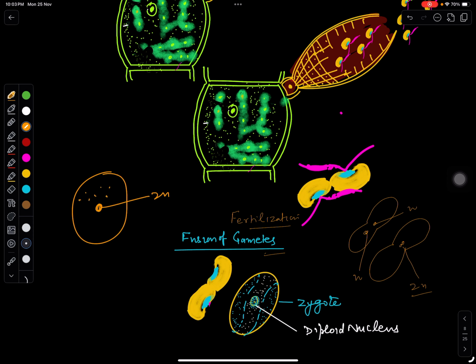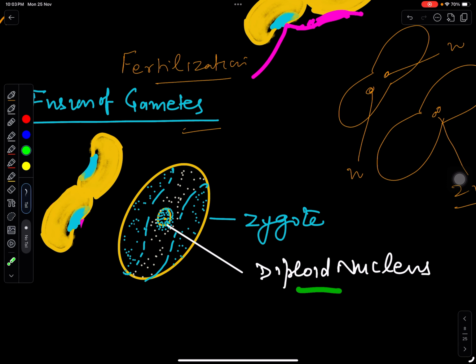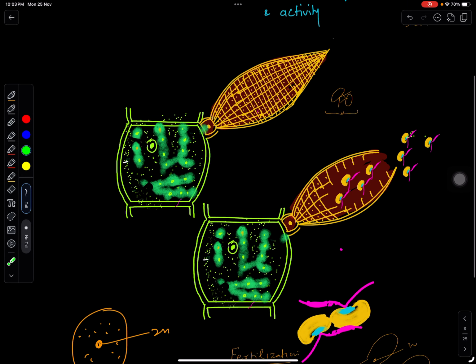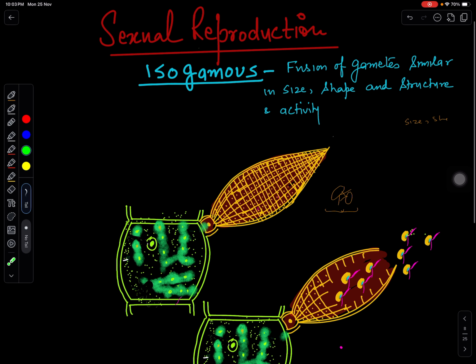This will have the cytoplasm of both the gametes, right? Then this is called a zygote. What will we call this? Zygote, which has a diploid nucleus, where this nucleus is diploid in nature. So here what we have seen is that the structure, size, shape and behavior of these gametes are the same, both equally motile. So we call this isogamy, or isogamous type of sexual reproduction.